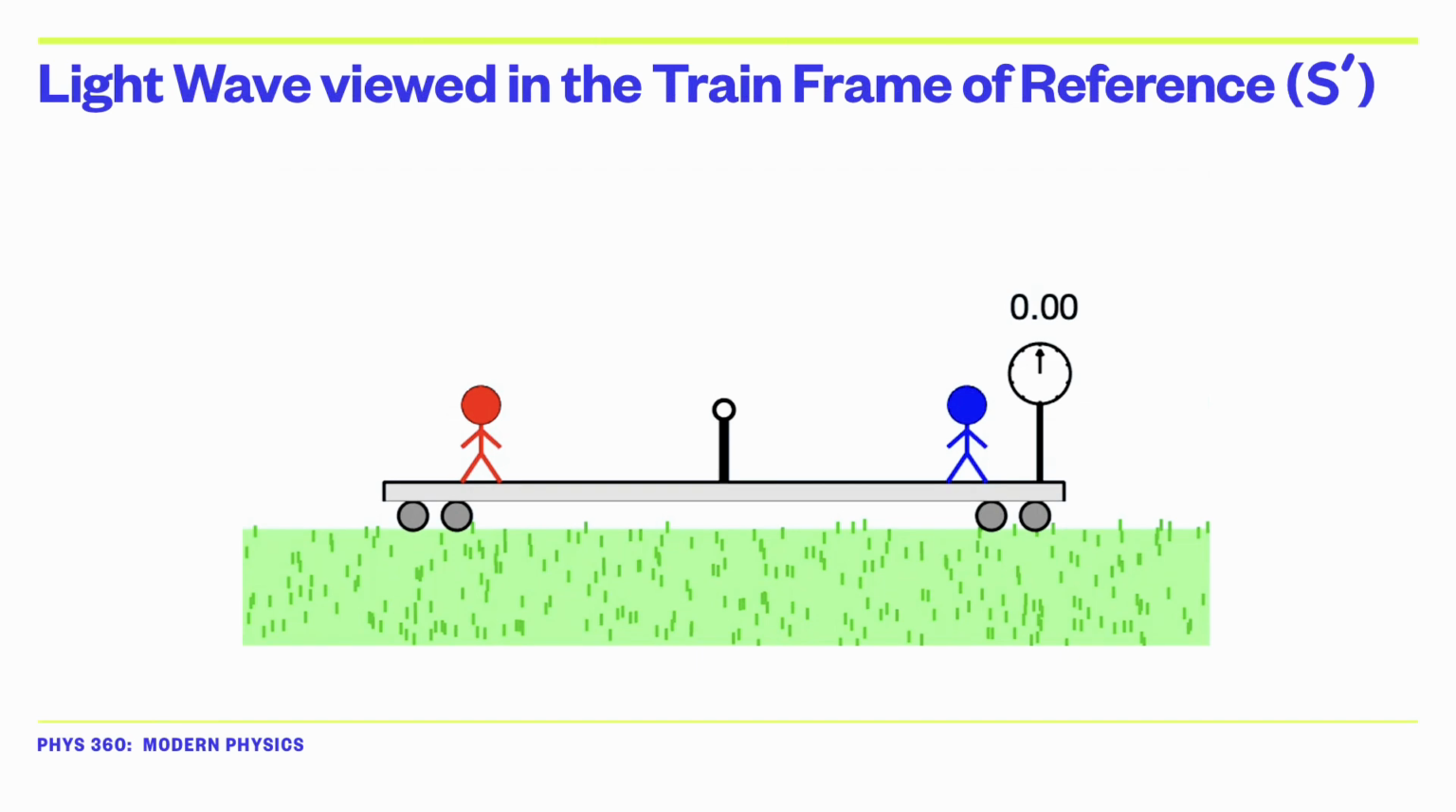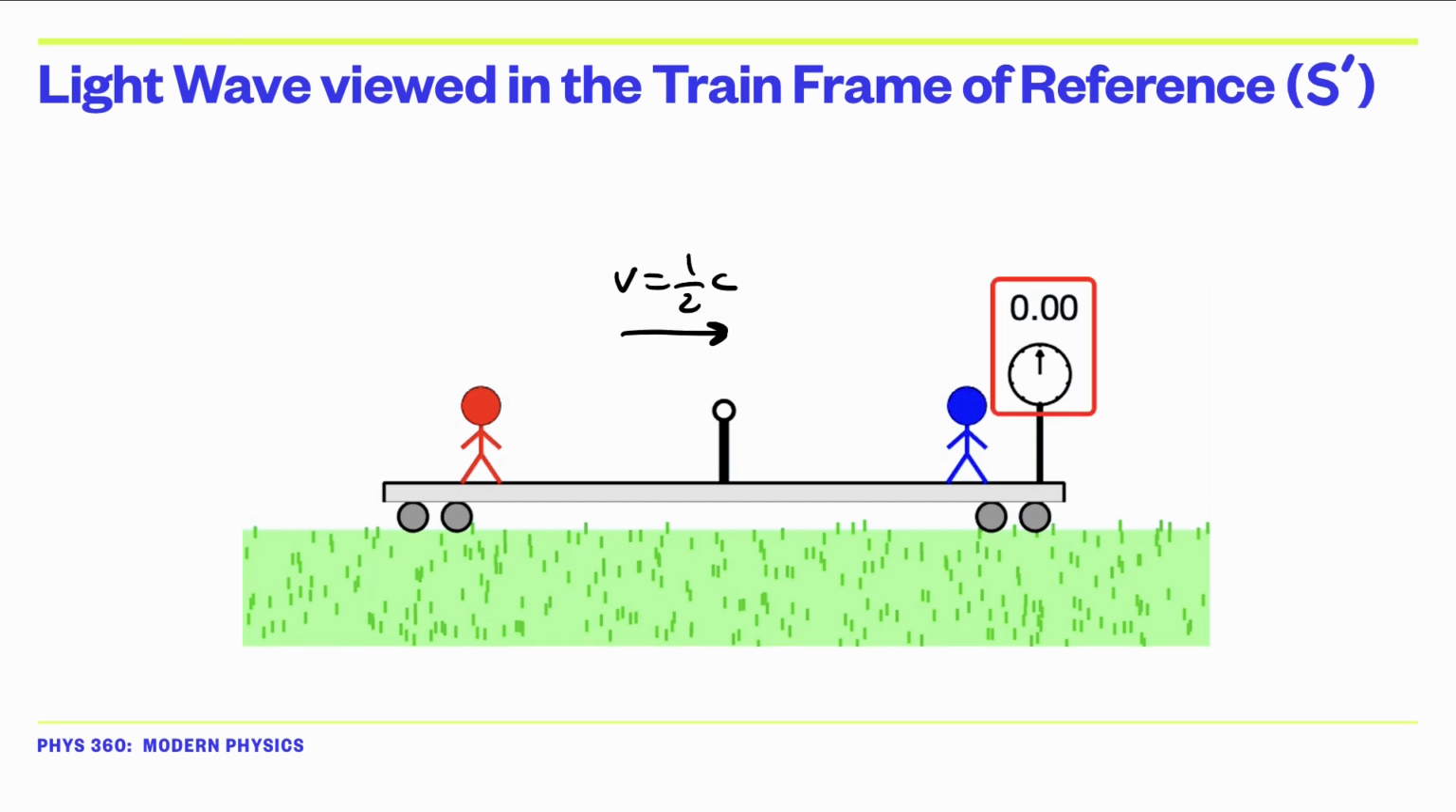Let's consider two observers. Mr. Red and Ms. Blue are standing at opposite ends of a train car. The train is moving to the right with velocity v equals 1/2 c relative to the ground. A timer is attached to the train and moves with the two observers. A flash bulb is placed halfway between Mr. Red and Ms. Blue. When the flash bulb goes off, a spherical light wave will travel outward and the timer will start. Let's put it in motion.